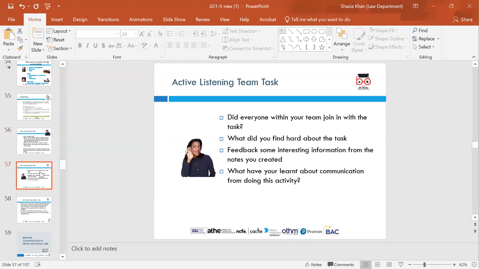So, the active listening team task. Did everyone within your team join in the task? What did you find hard about the task? Give feedback, some interesting information from the notes you've created. And what have you learned about communication from this activity?